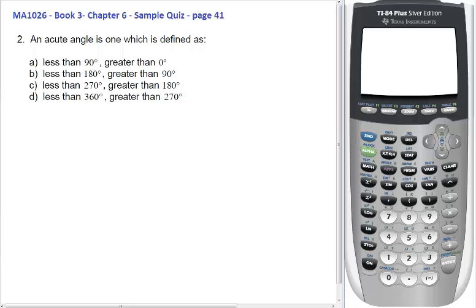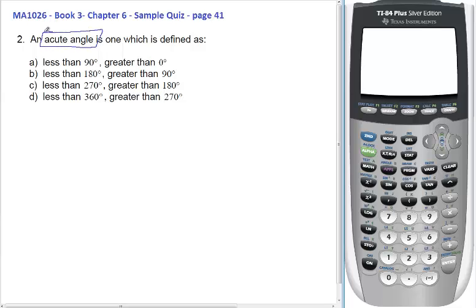Hello students, now we're going to look at solution 2, book 3, chapter 6 sample quiz, number 2 multiple choice. So this is in book 3 of your ma1026 booklets, and this one's on page 41 or 42, sometimes the pages are off by one. An acute angle is one which is defined as, so we're looking for basically a definition here.